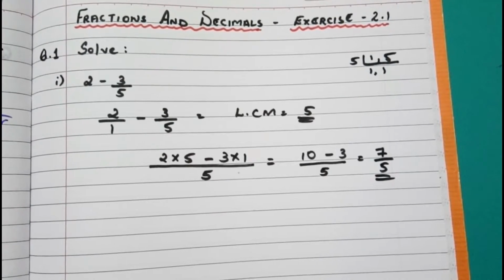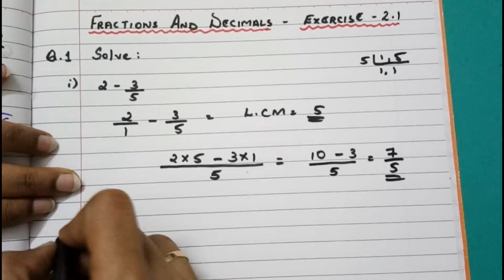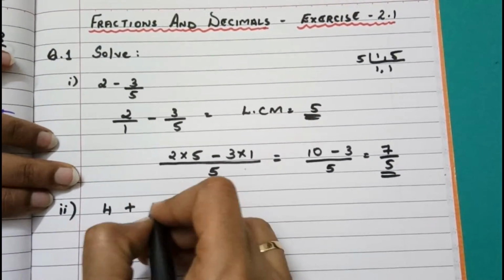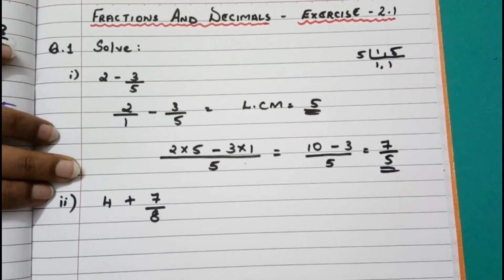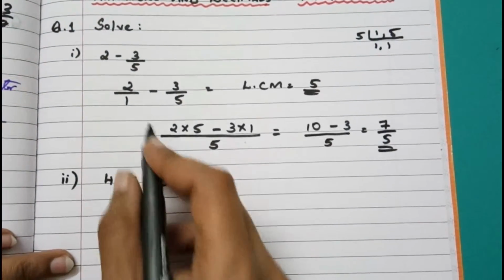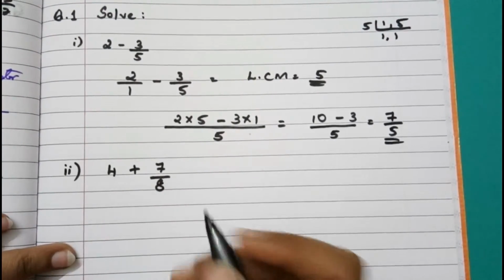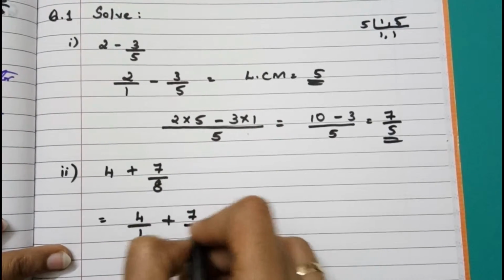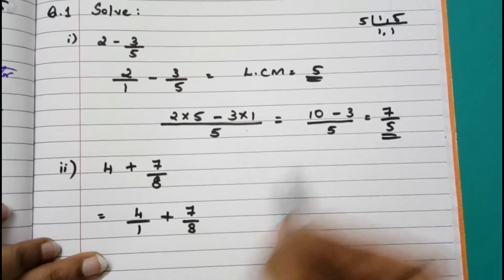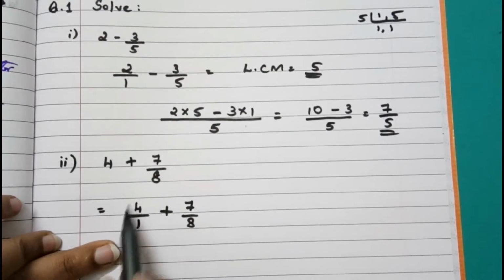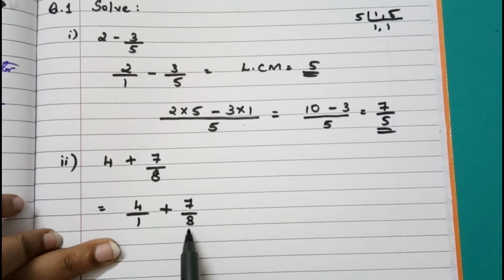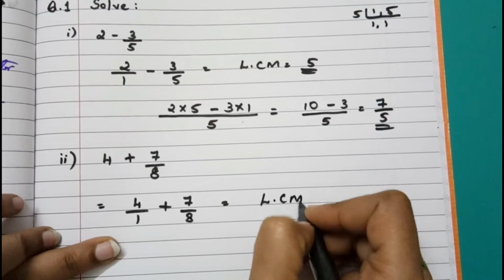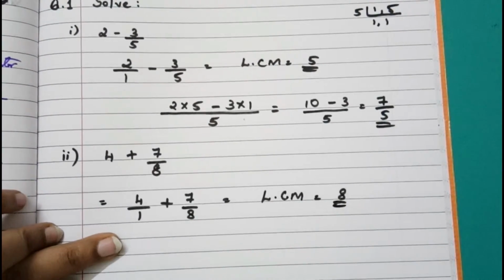Now let's look into sub-question number 2. The sub-question 2 is 4 plus 7 by 8. Now as we said earlier, since there is no denominator there, 4 can be written as 4 by 1 plus 7 by 8. As I said earlier, if the denominator of one fraction is 1 and the other fraction has 8 or any other number, the LCM is that same number. That is, LCM here is 8.